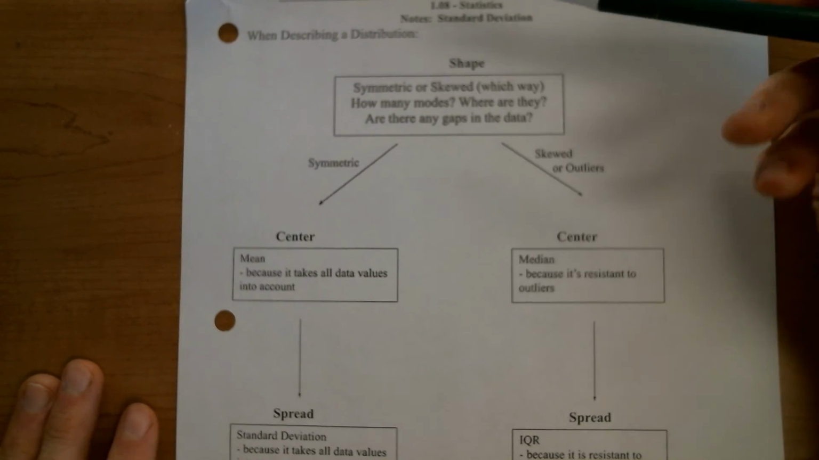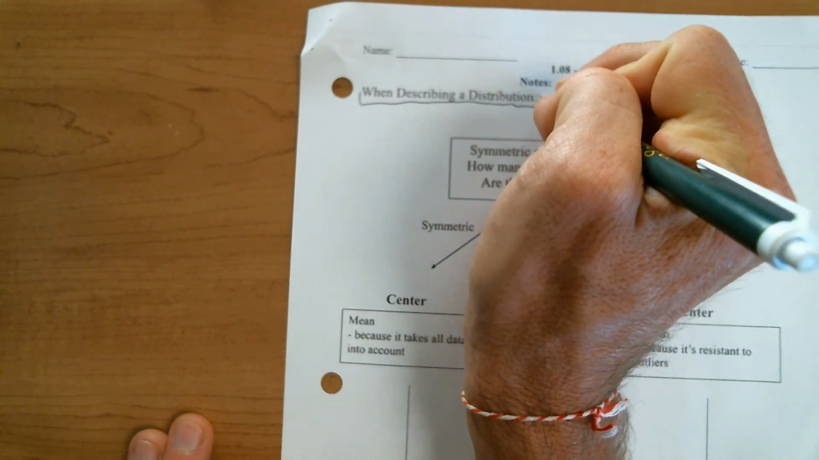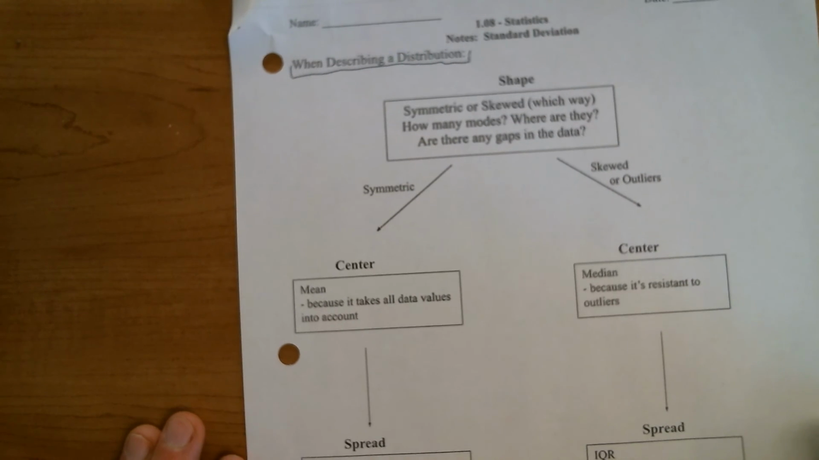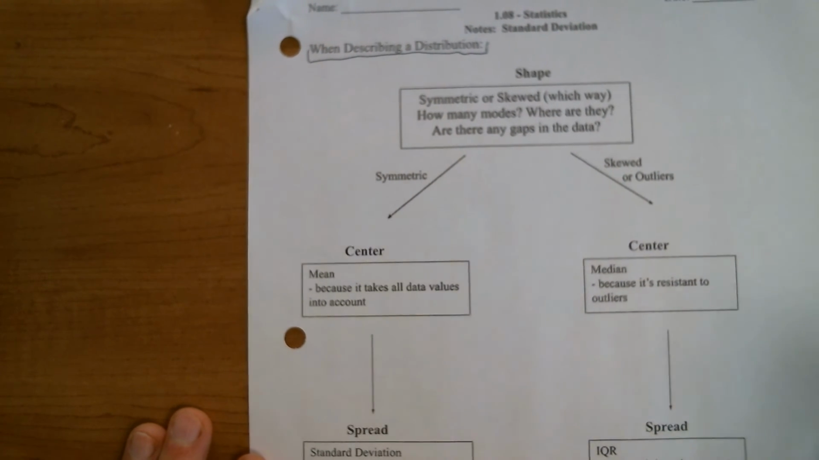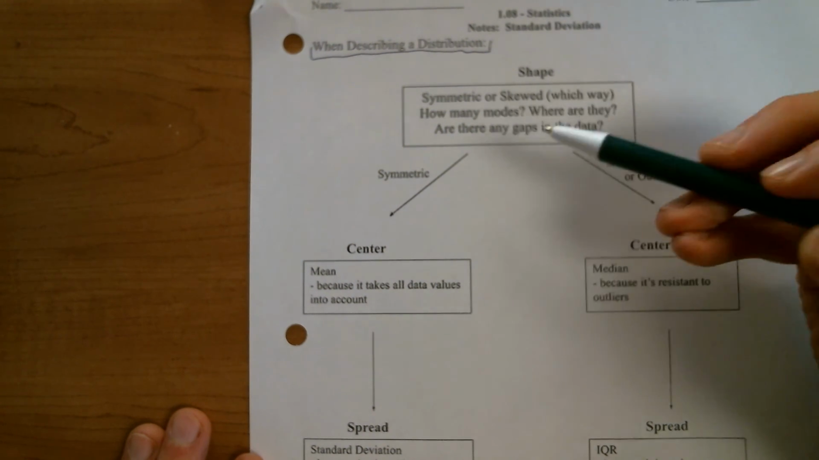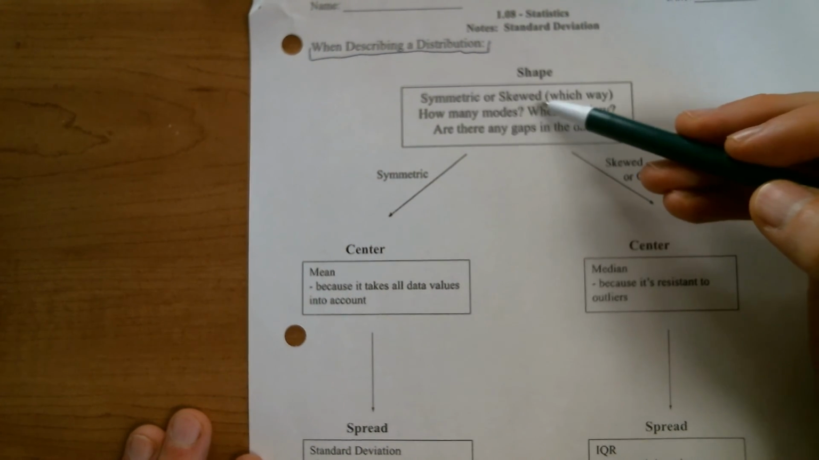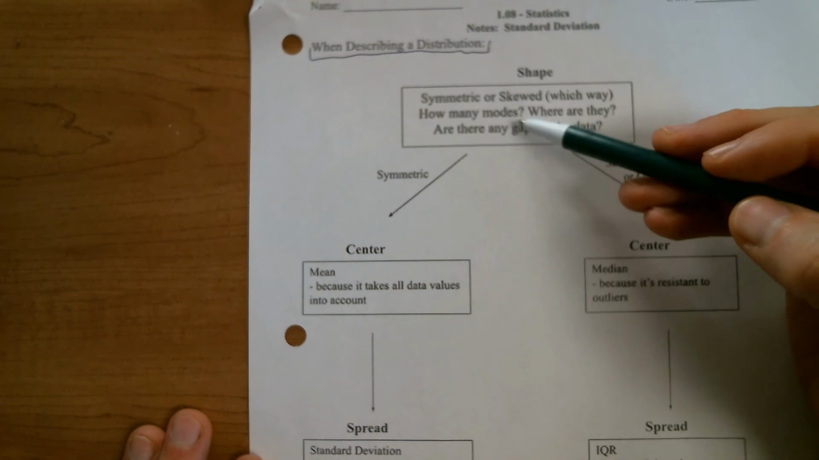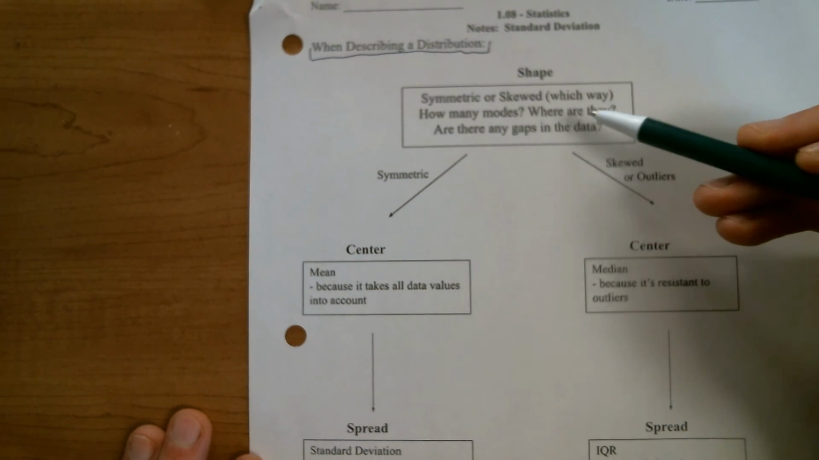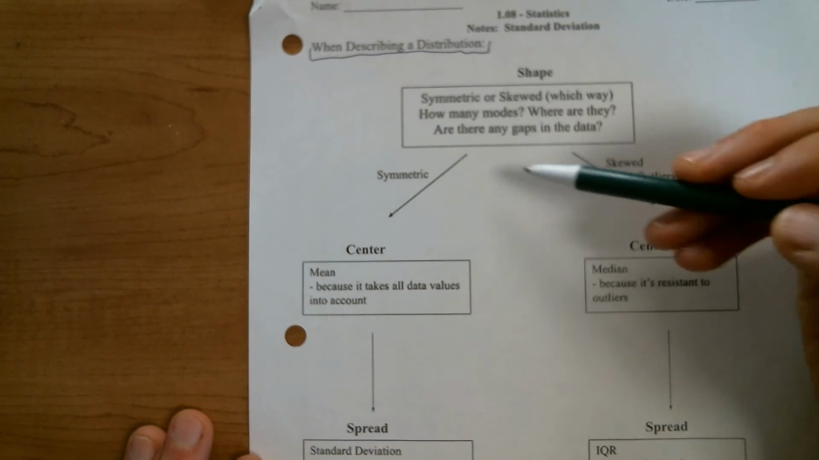But it breaks down how to describe a distribution using some of the different things that we've learned about over the last few classes. So the first thing you need to ask is, what's the shape of the distribution? Is it symmetric or skewed? And then which way is it skewed? How many modes are there? Is it unimodal, bimodal? And then where are they? Are there any gaps or anything unusual in the data? These are all things that you can say about the shape.